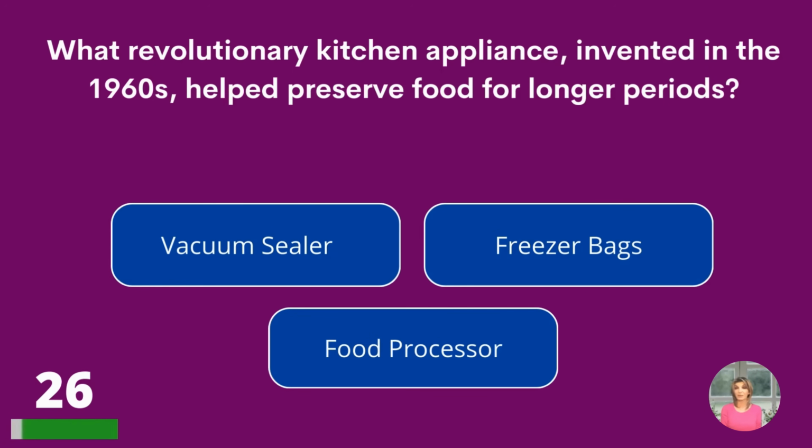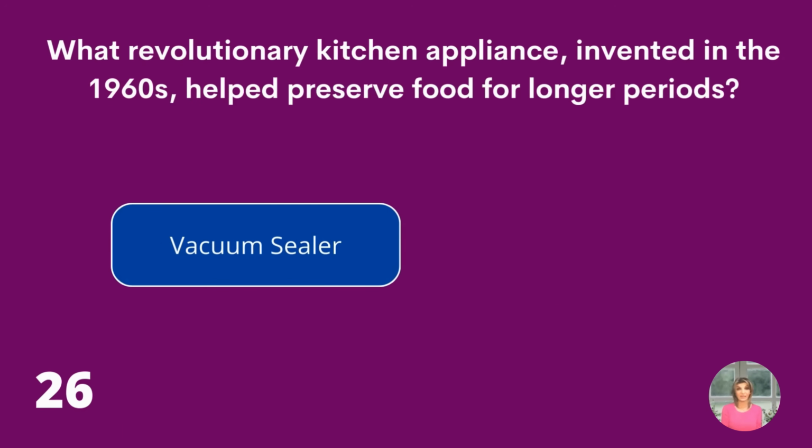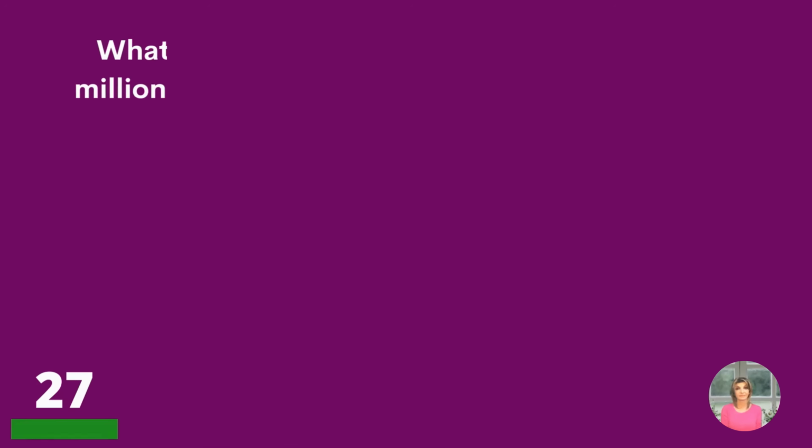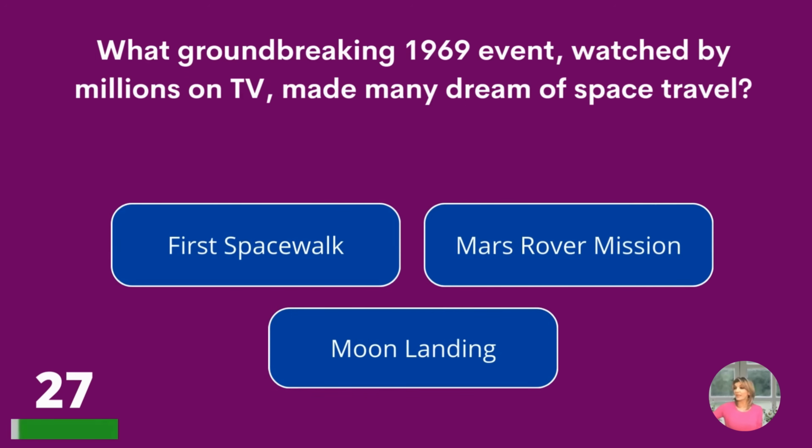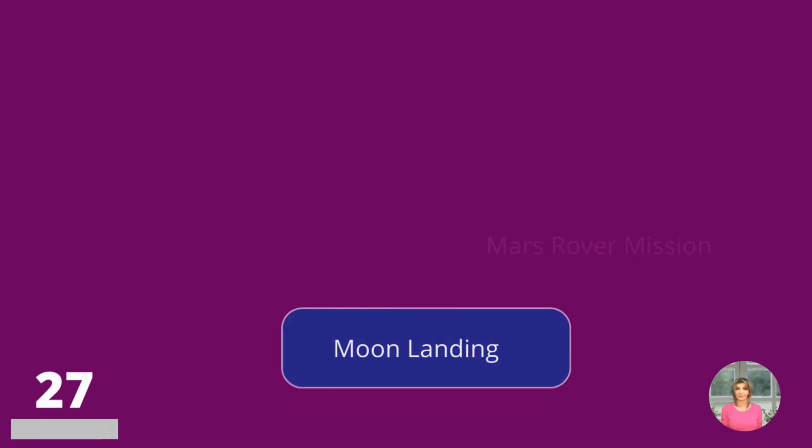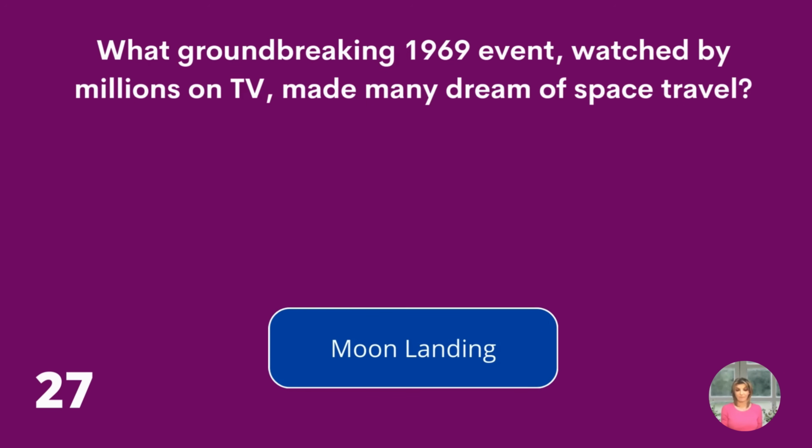What revolutionary kitchen appliance invented in the 60s helped preserve food for longer periods? Vacuum sealer, freezer bags, or food processor? The vacuum sealer. What groundbreaking 1969 event watched by millions on TV made many dream of space travel? The first spacewalk, Mars rover mission, or the moon landing? The moon landing.